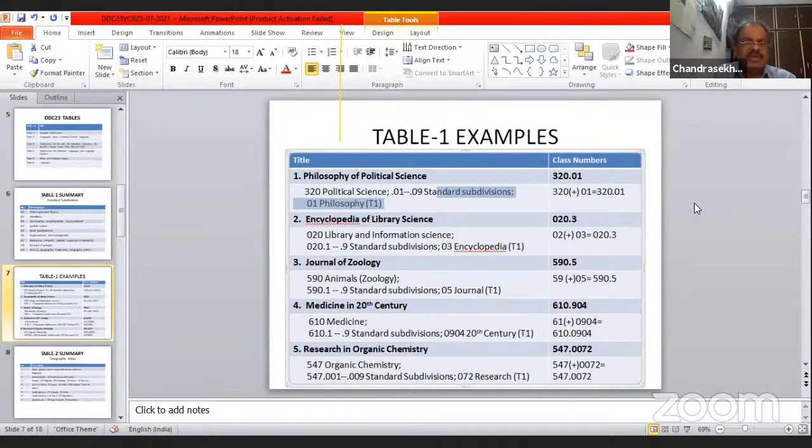So suppose there is documentation, there is a number for documents. For library classification, what is the number? 027 point some.